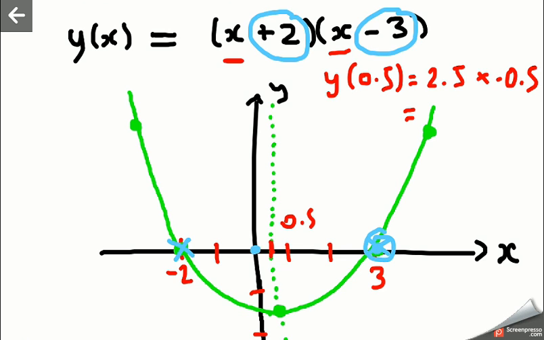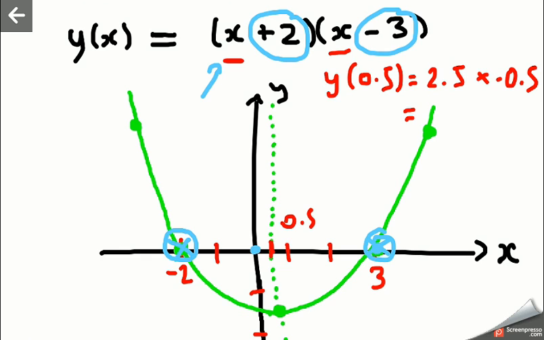Similarly, when we've got +2 as one of the factors, we know that if we put x equals -2 into our function, we're going to have 0, because then we'll have -2 plus 2, which is 0, times -2 minus 3, so 0 times -5. All right, so that's what these factors here do, and that's how we use them. That's how we can get an idea of what the graph looks like. Okay, so that's all well and good.